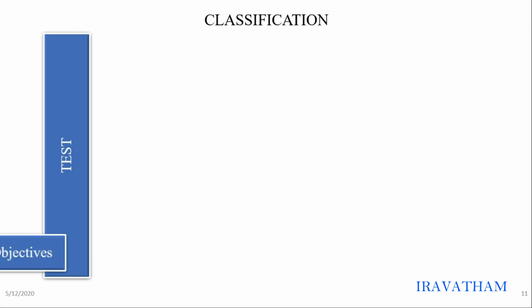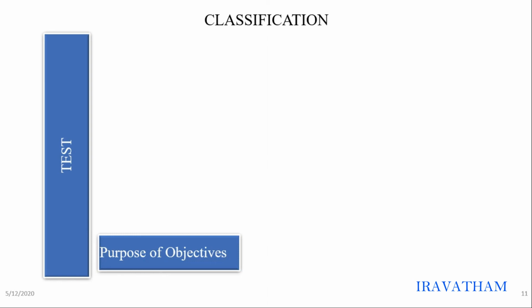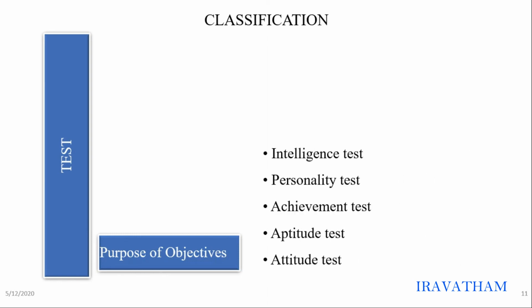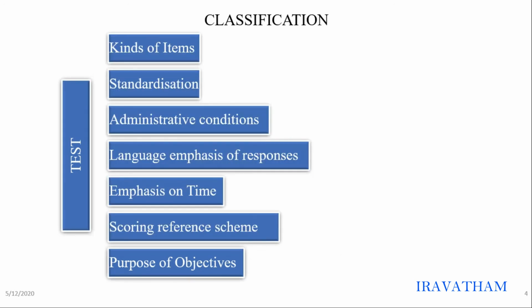The next classification is based on the purpose of objectives. Intelligence test, personality test, achievement test, aptitude test, and attitude test, the purpose which it is stated. So far we have seen the classification of test based on kinds of items, standardization, administrative condition, language emphasis of responses, emphasis on time, scoring reference scheme, and purpose of objective.